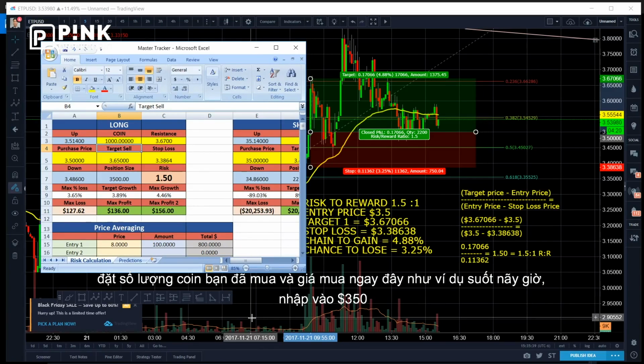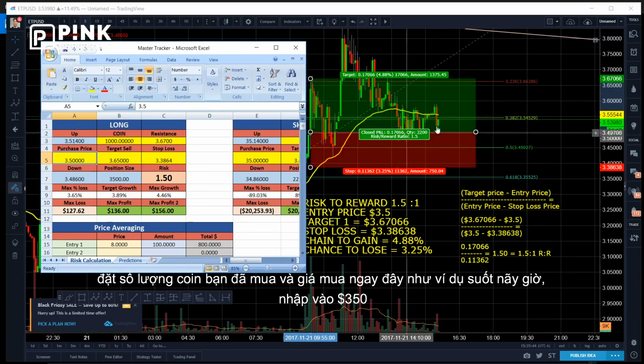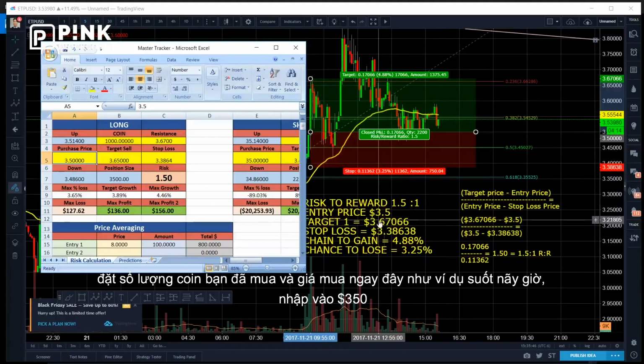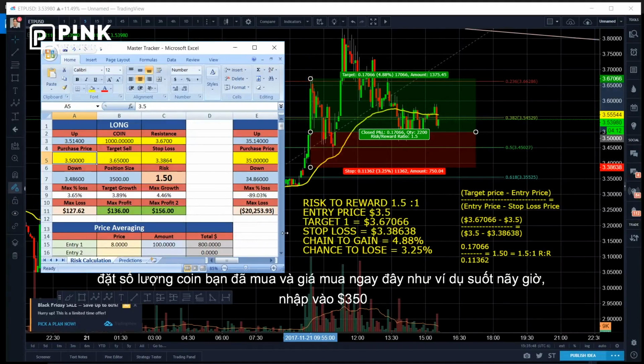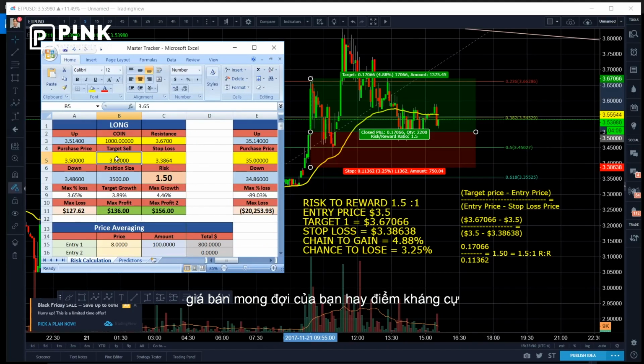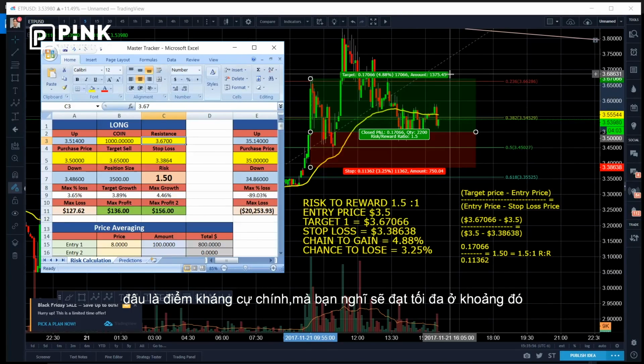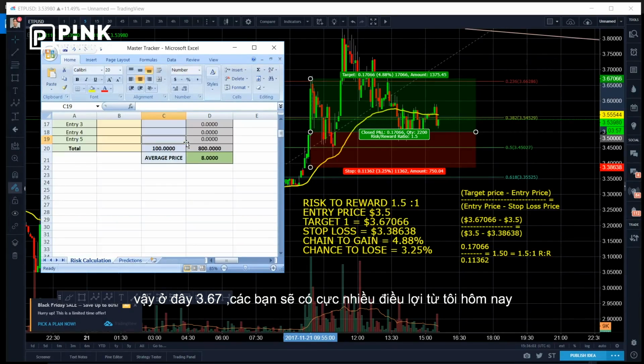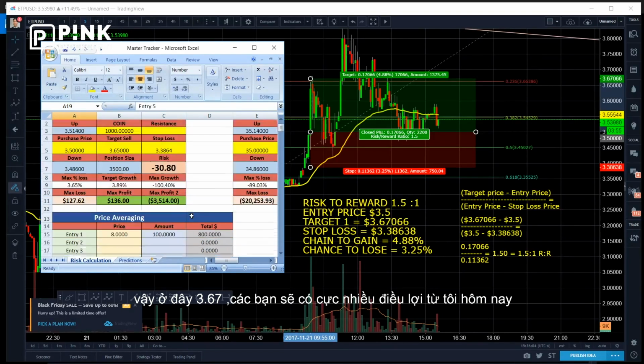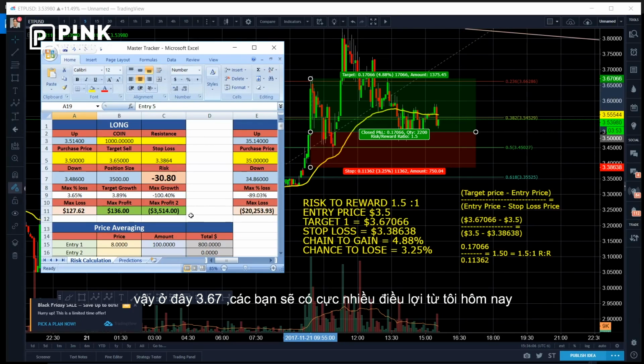it very thoroughly. Put in the amount of coins that you bought, and the purchase price here, just like this example we've been using the whole time, entry price of 350, right? Your target sell price, or first I'll put in your resistance, where there's major resistance, up there where you think the maximum target it'll reach will be around there. So this was with 3.67, whoops. Sorry, my numlock wasn't on there.